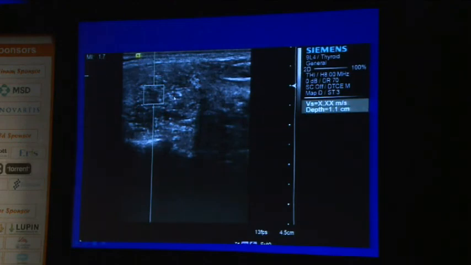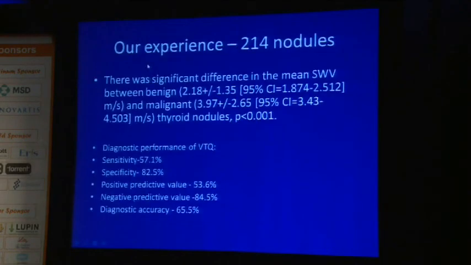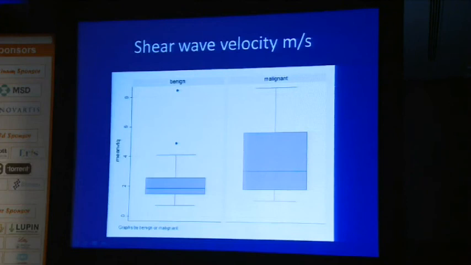Our experience on RFE is that we looked at 214 cases, and I'll just sum up the diagnostic performance instead of reading the whole thing. There were overlapping values between benign and malignant nodules when we looked at velocity measurements, though there was a statistically significant difference between the two.